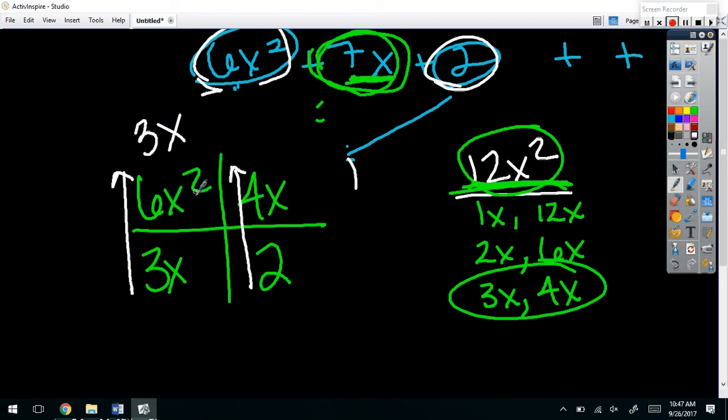What about the second column? 4x and 2. The GCF is 2. Why wouldn't it be 2x? Because that 2 doesn't have an x to give. I can't take something away that's not there.